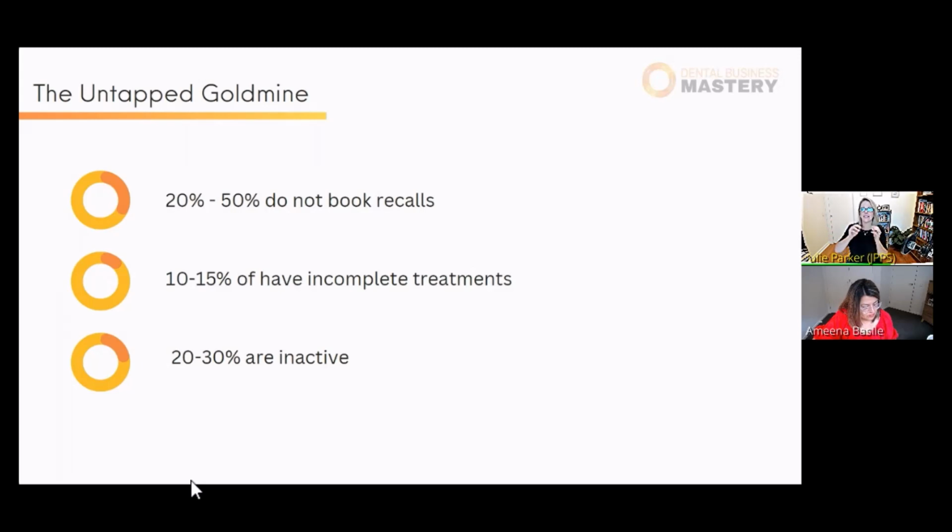It depends on a whole raft of things. But the figures that are generally out there are that 20 to 50% of your patient base don't actively book in for recalls. They're not coming in every 6 months for recalls. It's just not the way that they manage their oral care.